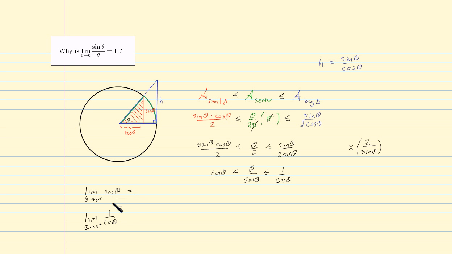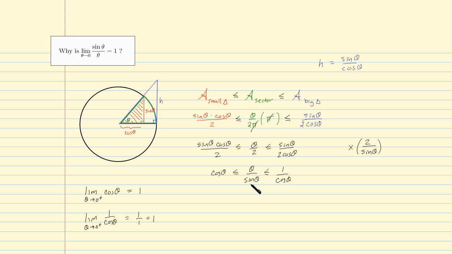Well, these are no surprise. Cosine is a continuous function. We can plug it in. The cosine of 0 is 1. And in the same manner, 1 over cosine of theta is continuous at least at 0. And so we can plug in again and get 1 over 1, or 1 as the value of the limit. So in the limit, as theta approaches 0 from the positive direction, this expression gets arbitrarily close to 1. This expression gets arbitrarily close to 1.